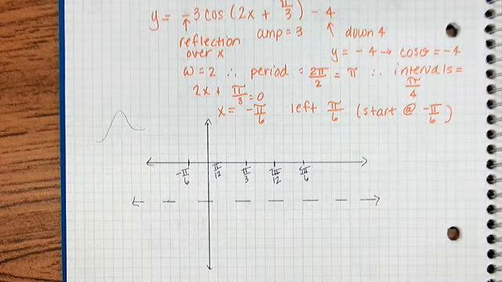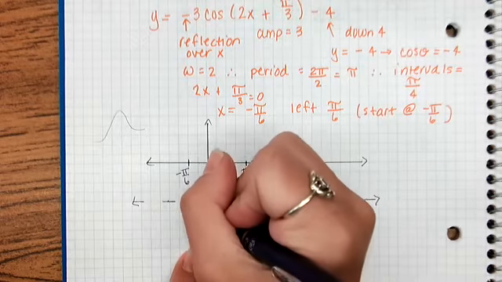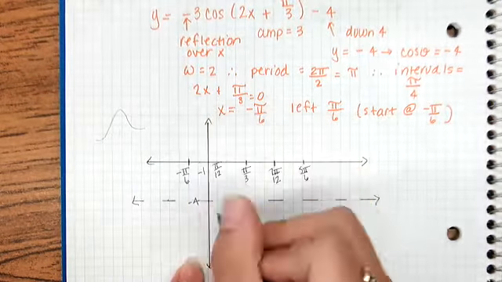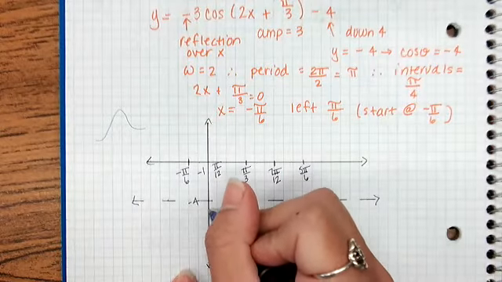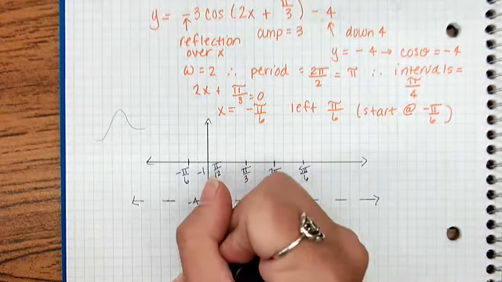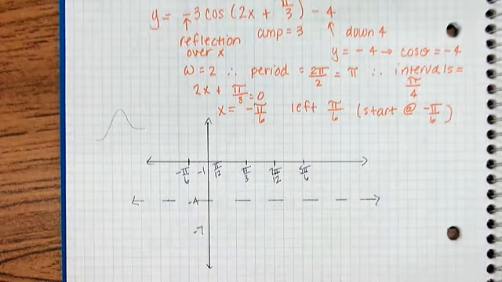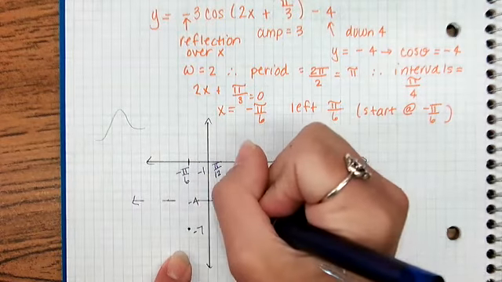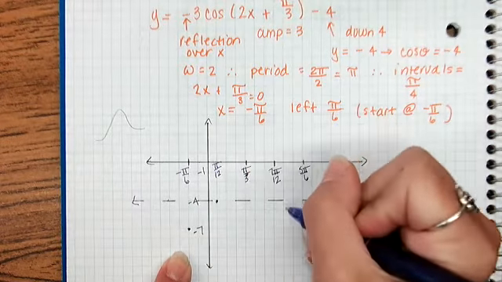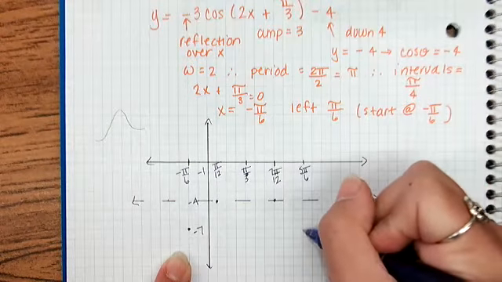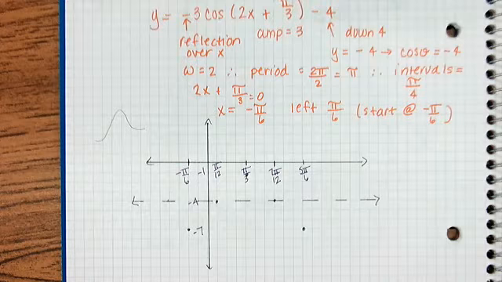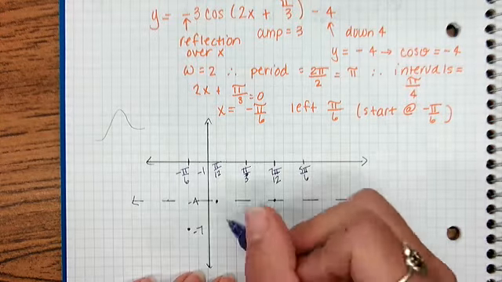So now I'm going to take care of my amplitude, which is 3. So this is negative 4. Up 3 is negative 1. Down 3 is negative 7. And then I'm going to connect my points. The graph does not go through the origin.